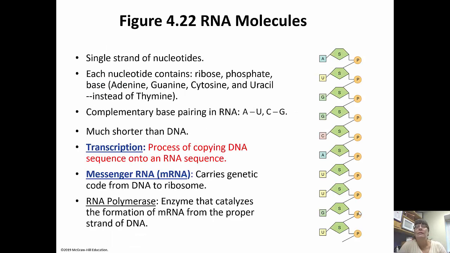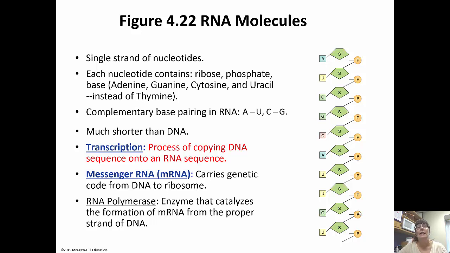RNA molecules are single-stranded. They have the sugar ribose instead of deoxyribose. They still have the phosphate group. And their bases, they have adenine, guanine, and cytosine, just like DNA does, but they have uracil instead of thymine. So the complementary base pairing in RNA is C to G still, but it's A to U. It's a lot shorter than DNA, and transcription is the process of copying that DNA sequence onto an RNA sequence.